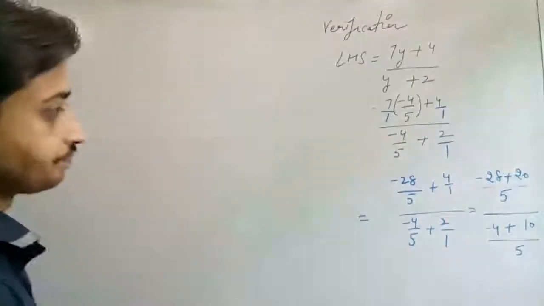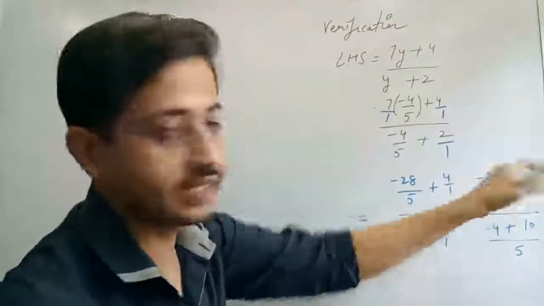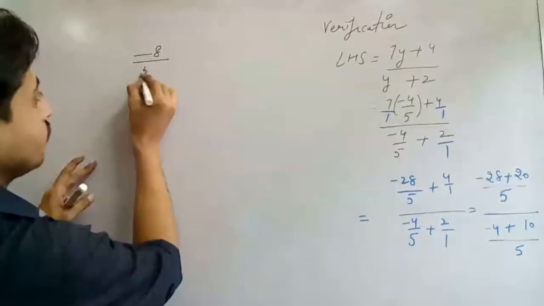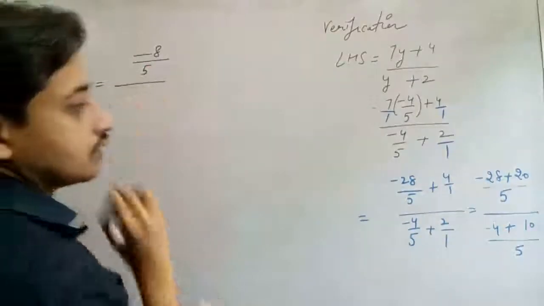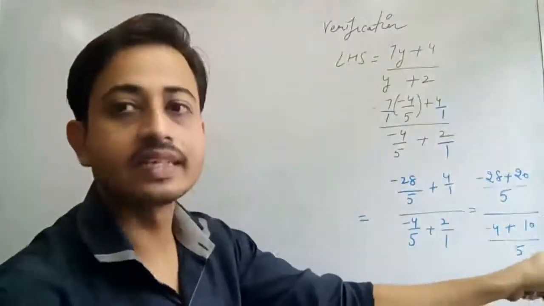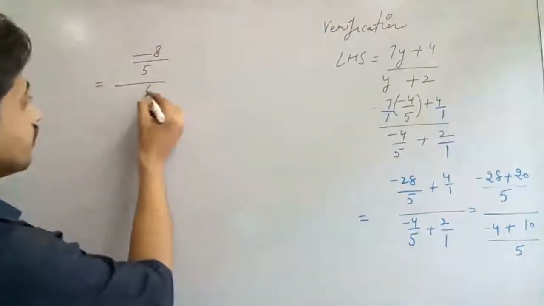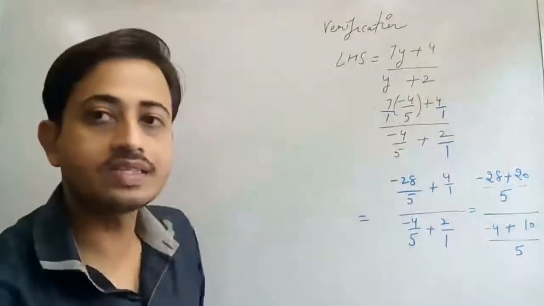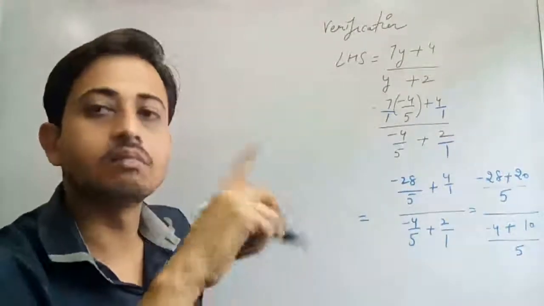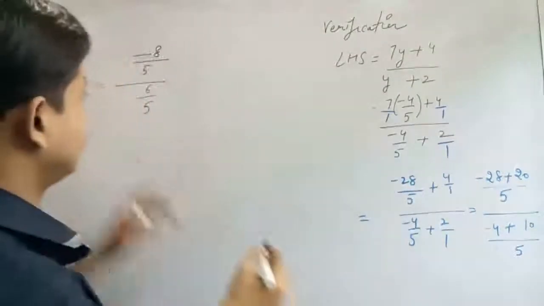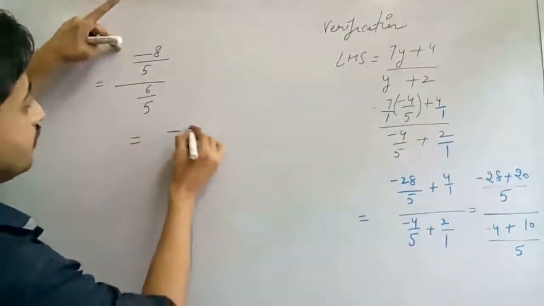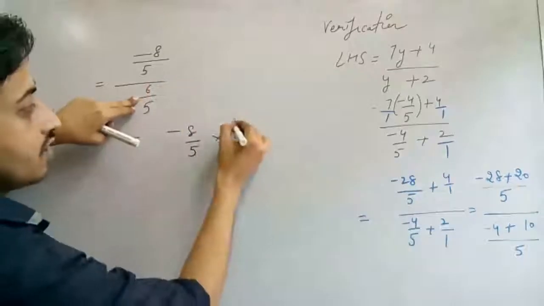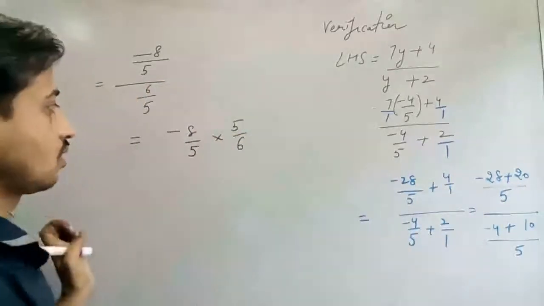Now solve. Minus 28 plus 20, we get minus 8 divided by 5. Minus 4 plus 10 means 10 minus 4, we get 6 divided by 5. Now the denominator is a fraction, so to make it simple, multiply with the reciprocal. So what will we get? Minus 8 divided by 5, and we have to take the reciprocal, 5 by 6.